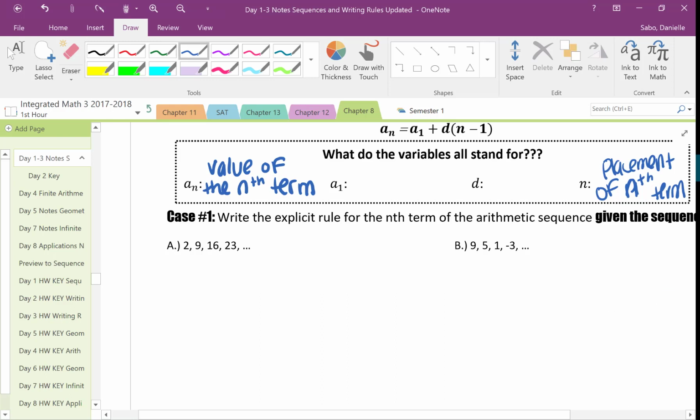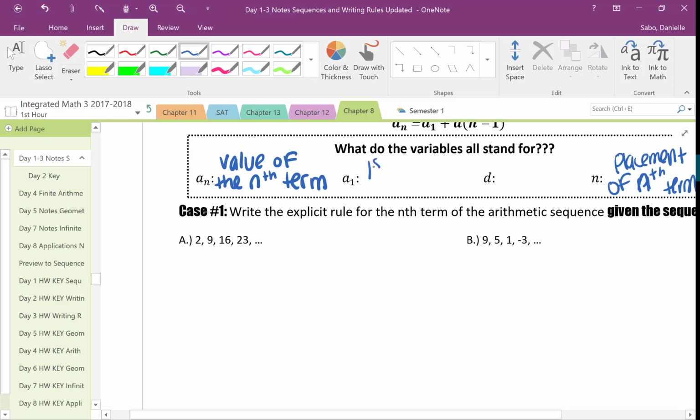A1 is the easy one. What is that? The first term. And it's not really just the first term, it's the value of the first term. It is the actual number that we're working with. In D, people were saying rate of change, which I totally understand. But common difference here is what we're going to be working with. So every single time, what is the common difference? Are we adding or are we subtracting?